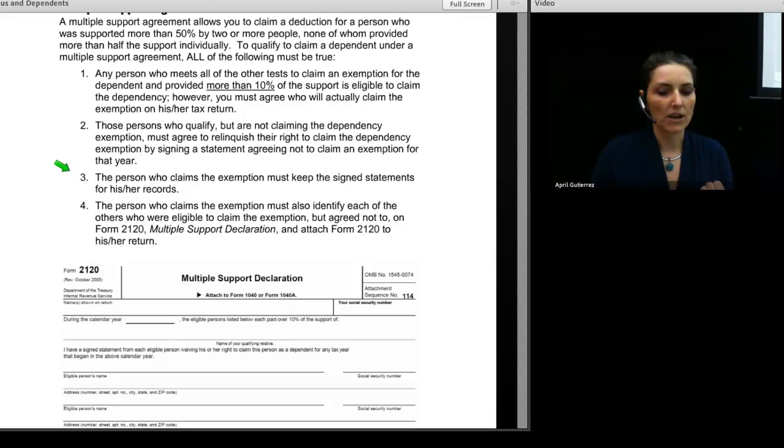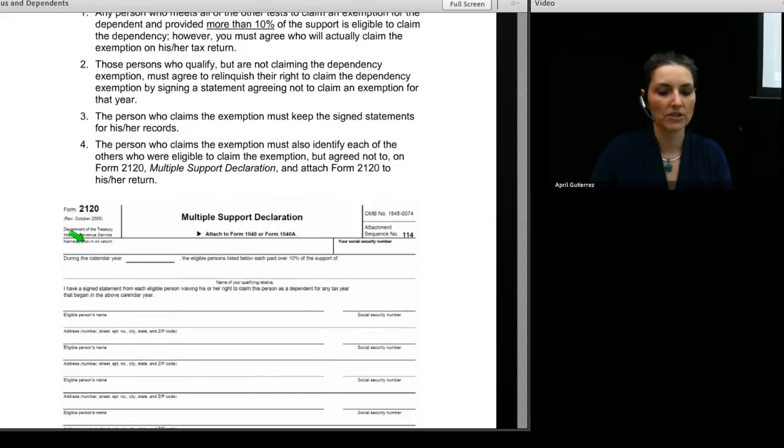Those persons who qualify but are not claiming the dependency exemption must agree to relinquish their right to claim the dependency exemption by signing the statement agreeing not to claim an exemption for that year. The person who claims the exemption must keep the signed statements with his or her records, and the person who claims the exemption must also identify each of the others who were eligible to claim the exemption but agreed not to on the Form 2120 Multiple Support Declaration and attach that form to his or her return.